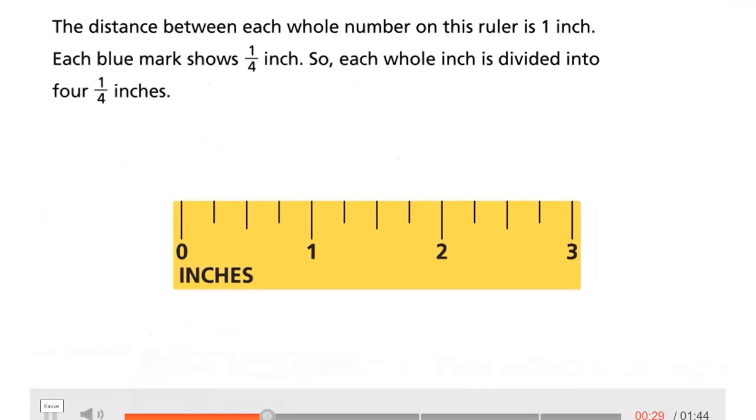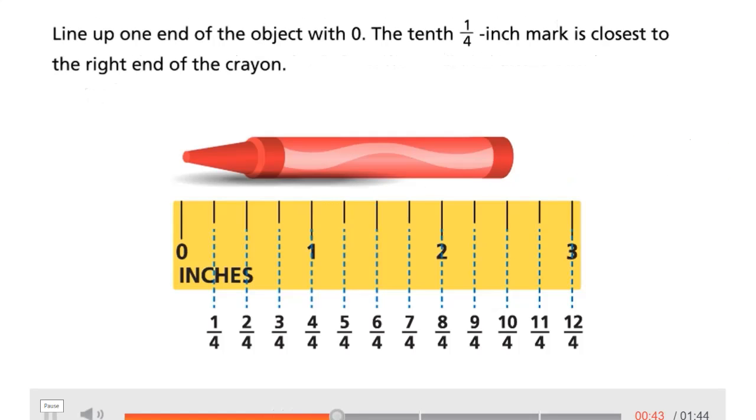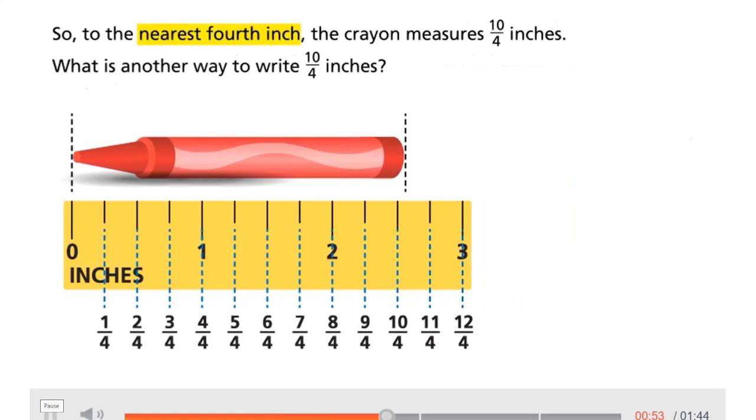The distance between each whole number on this ruler is 1 inch. Each blue mark shows 1/4 inch. So each whole inch is divided into 4 1/4 inches. Line up one end of the object with 0. The 10th 1/4 inch mark is closest to the right end of the crayon. So, to the nearest fourth inch, the crayon measures 10/4 inches.